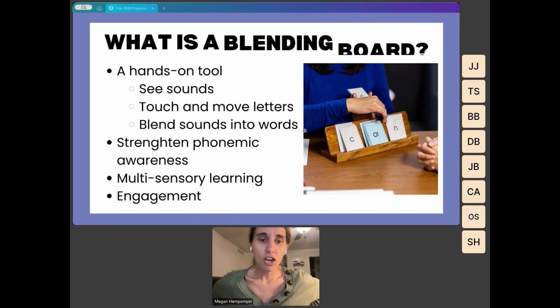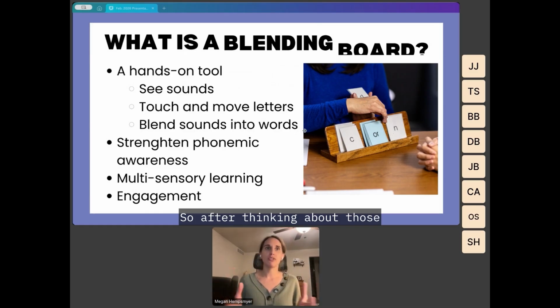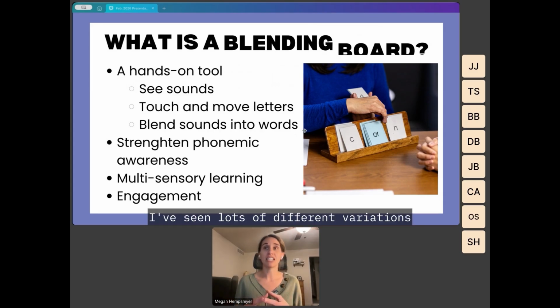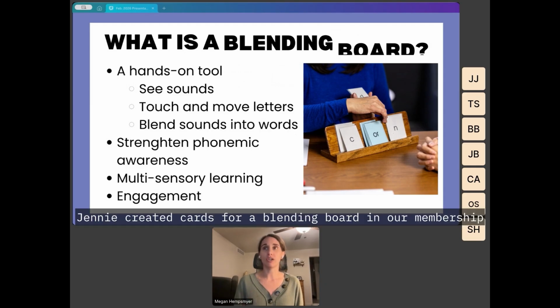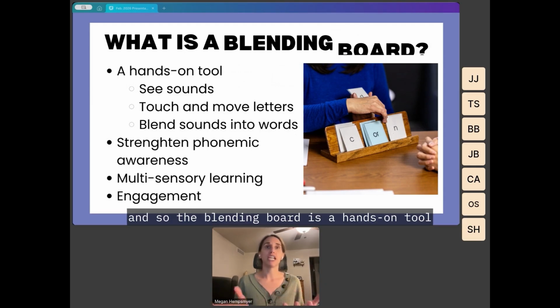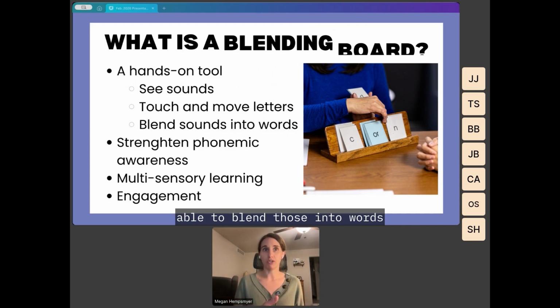Okay, so after thinking about those tips, we have another tool that we like to use, and it's called a blending board. I've seen lots of different variations. This is just an example of a blending board that I've seen in the past, and I know Jenny has used in the past. Jenny created cards for a blending board in our membership. And so the blending board is a hands-on tool that allows the students to see the sounds, and then you touch and move the letters to allow them to be able to blend those into words.